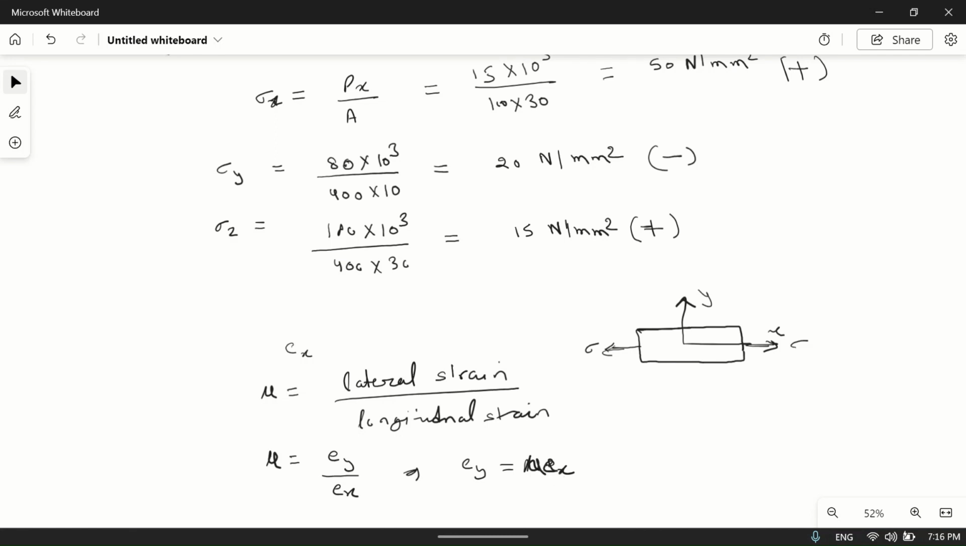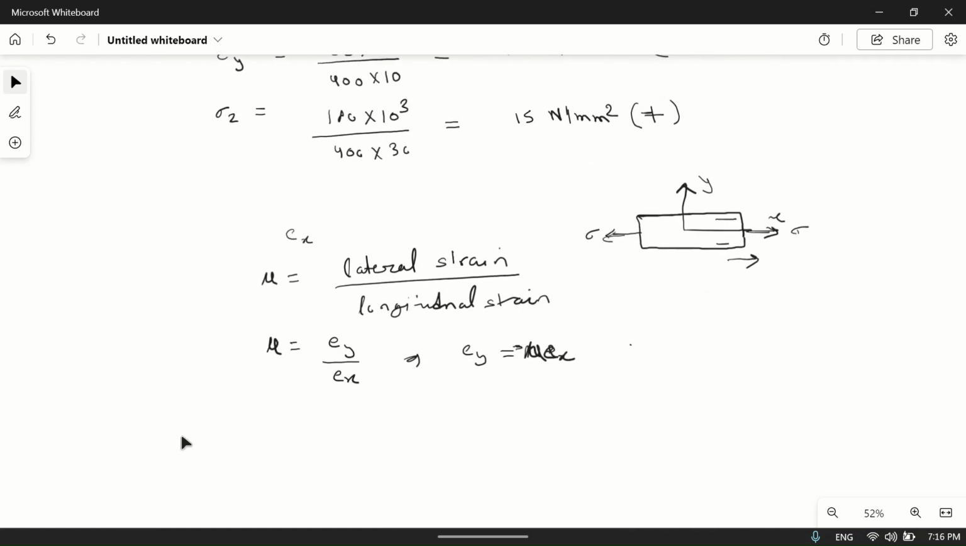Okay, it means due to stress in x direction, there will be some strain in y direction, which is equal to Poisson ratio into strain in x direction. It will be negative because due to this stress the length is increasing but the width is decreasing, so it is in the opposite direction. In this manner we can think that strain in x direction will be equal to stress upon E.